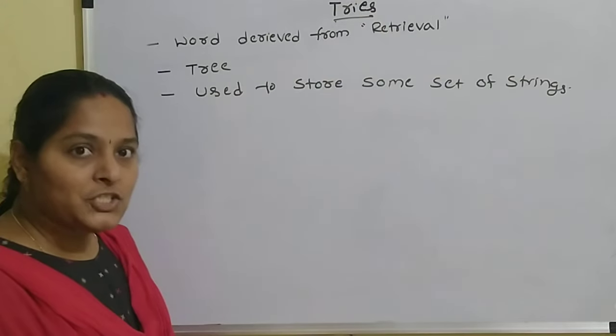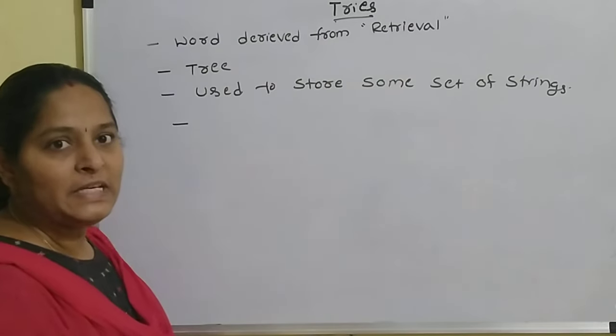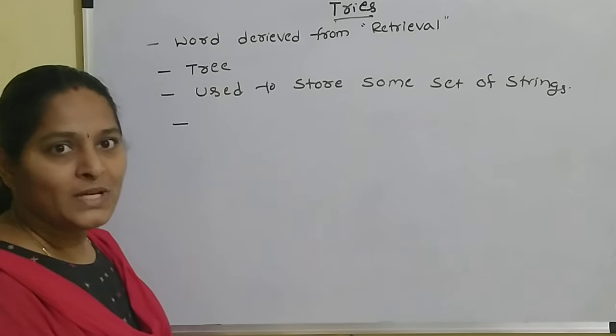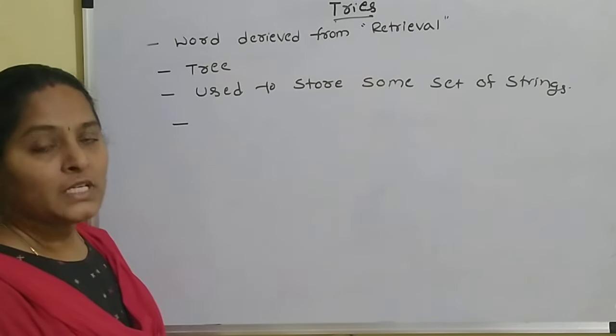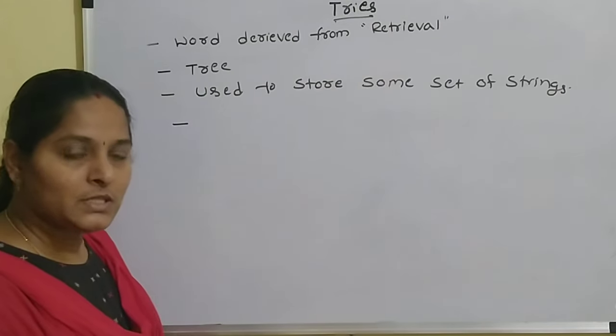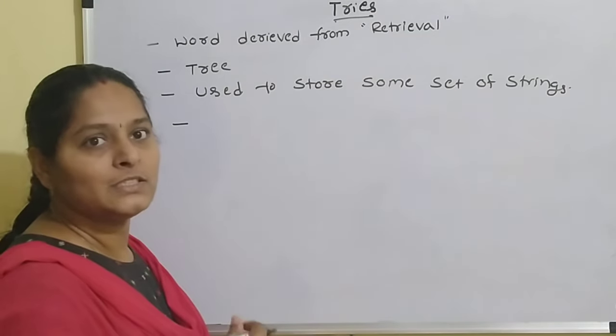Now, while constructing these tries, the root node should always be empty. You should not store any character or letter in the root node position. From the next level onwards, we will store the alphabets or letters of the strings in the nodes.